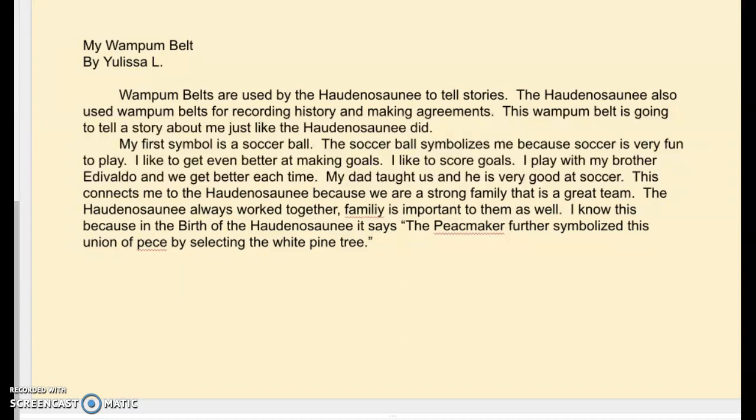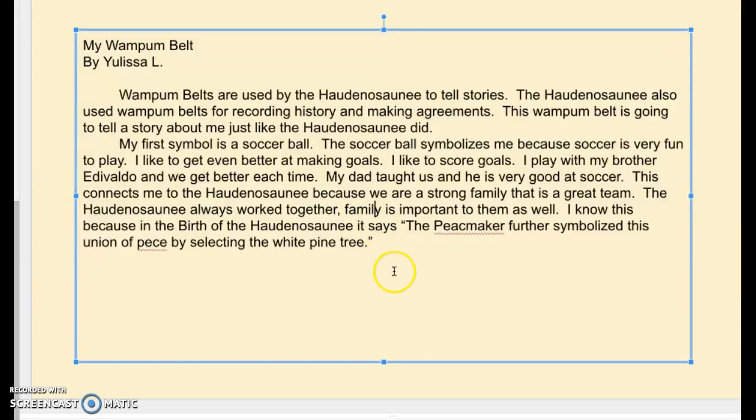This connects me to the Haudenosaunee because we are a strong family that is a great team. The Haudenosaunee always work together. Family is important to them as well. I know this because in the text that they read, the birth of the Haudenosaunee, it says the peacemaker further symbolized this union of peace by selecting the white pine tree.